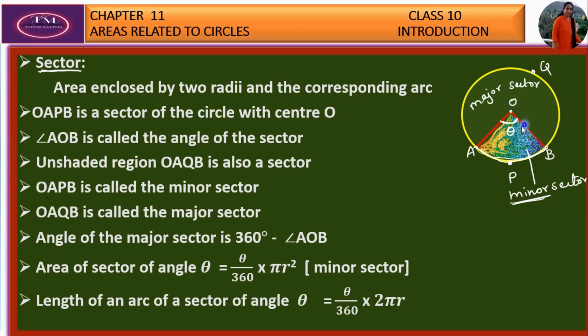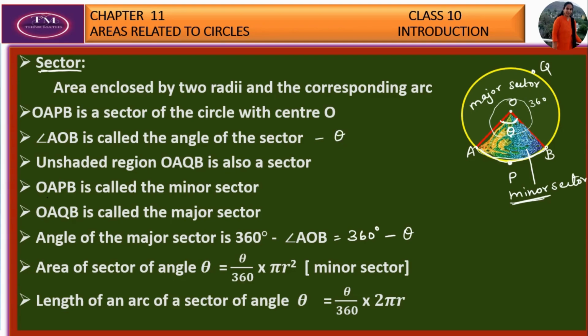This full angle makes 360 degrees. The complete angle is 360 degrees, so the remaining will be the angle of the major sector. It is nothing but 360 degrees minus angle AOB. Angle AOB is theta, so if we subtract theta from 360 degrees, we get the angle of the major sector. The angle of the minor sector we denoted as theta.